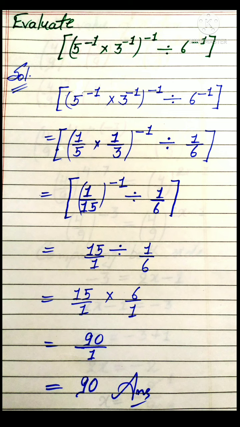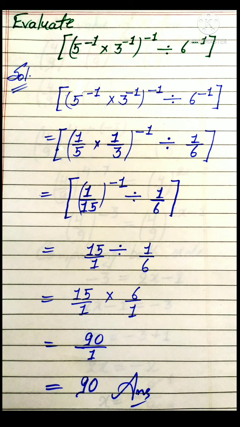Again there is a negative power, so what we will do, again we will find the reciprocal of the base, this 1 upon 15. So this 1 upon 15 will become 15 upon 1, and we know there is no need to write the power 1, and 15 upon 1 divided by 1 upon 6. Now as we know that divide converts into multiply, and there will be a reciprocal of the second number, as the second number is 1 upon 6, so this 1 upon 6 will become 6 upon 1.